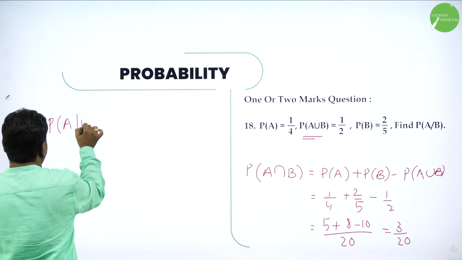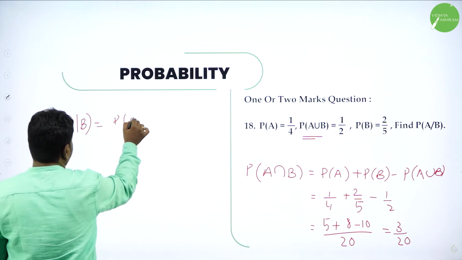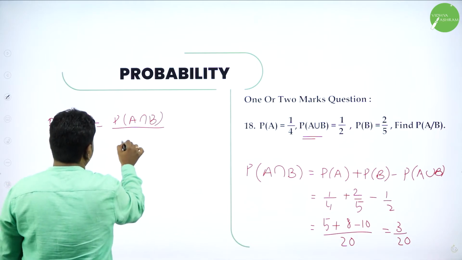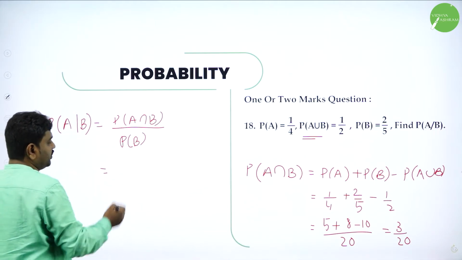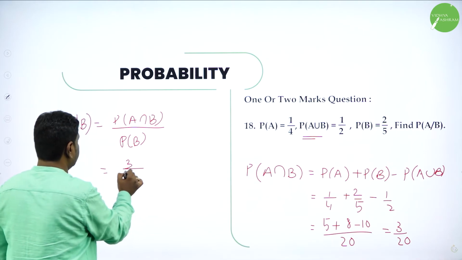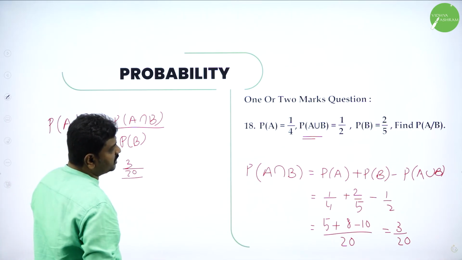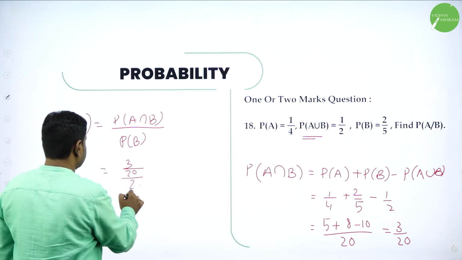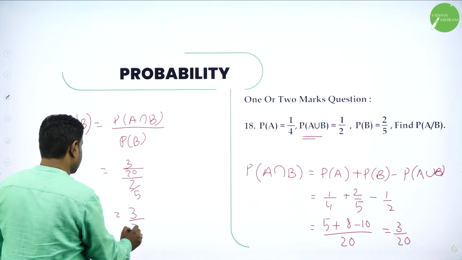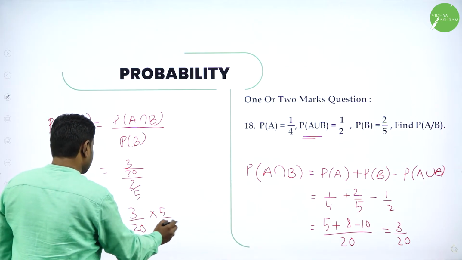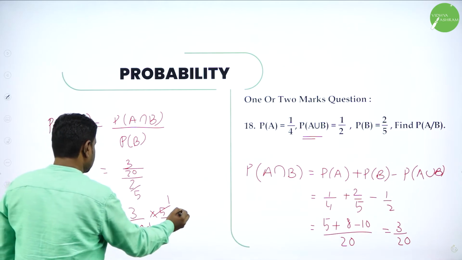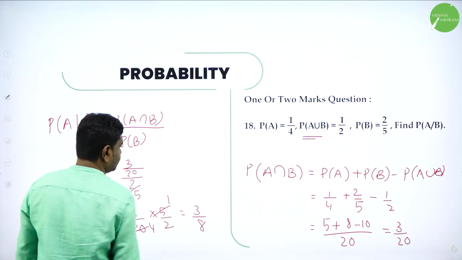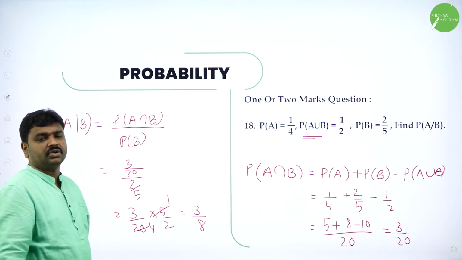What is P of A by B? Conditional probability: P of A intersection B divided by P of B. Substitute the value. What is P of A intersection B? That is 3 by 20 divided by P of B. What is P of B? P of B is 2 by 5. So now simplify this. That will become 3 by 20 into 5 by 2. So 5 ones are 5, 5 fours are 20. So it will become 3 by 8. So P of A by B they wanted, we have done it.